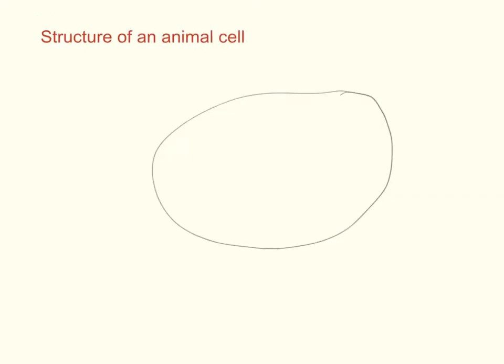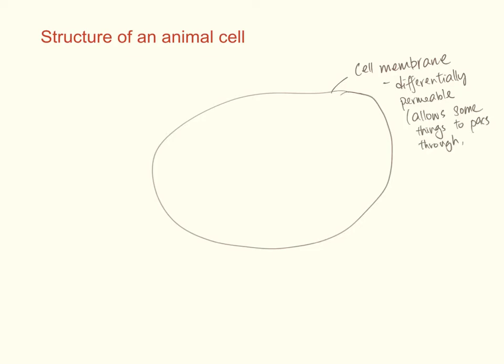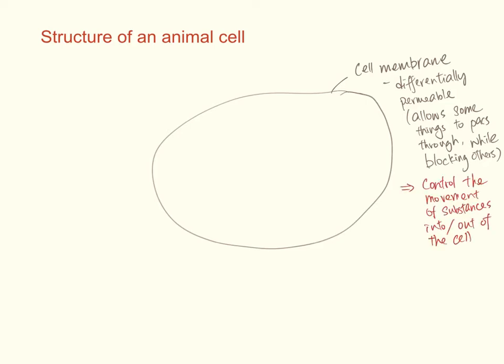First of all, let's take a look at the structure of an animal cell. This is an animal cell, and its outermost part is the cell membrane. The cell membrane is differentially permeable, which means that some things can pass through, but other things cannot. Therefore, the function of the cell membrane is to control the movement of substances into and out of the cell. We will learn more about this in Chapter 3.